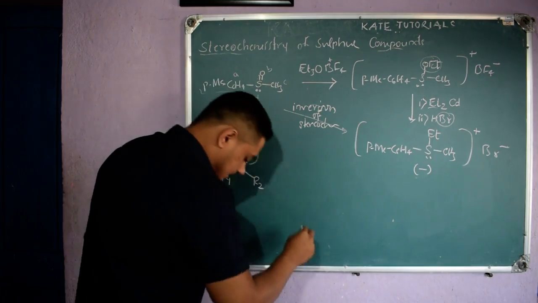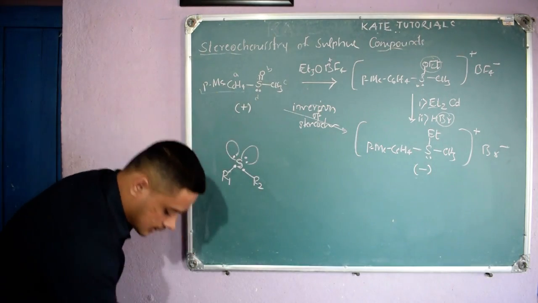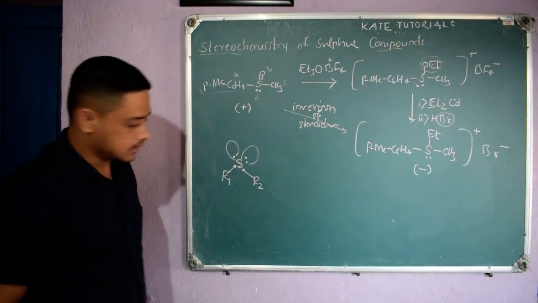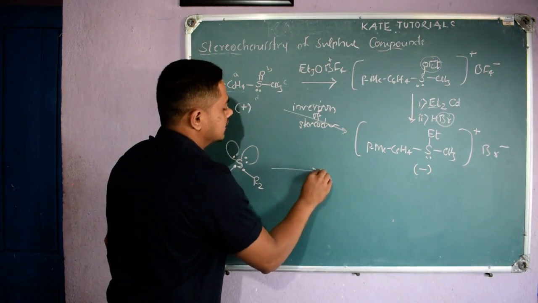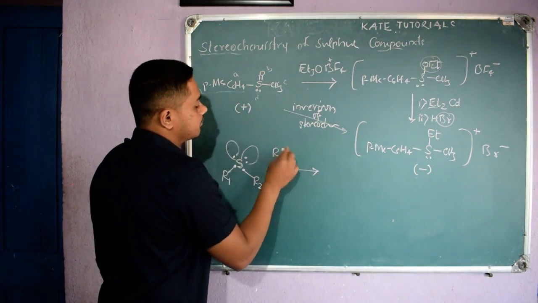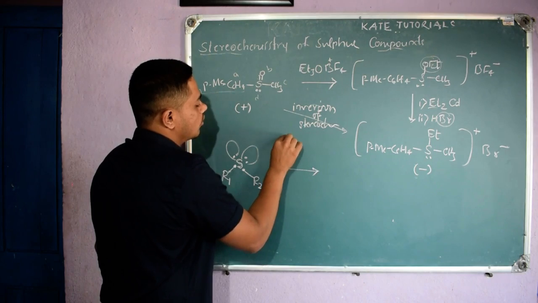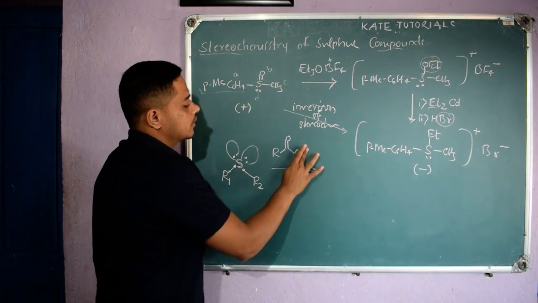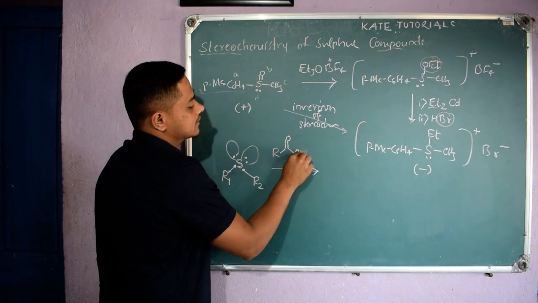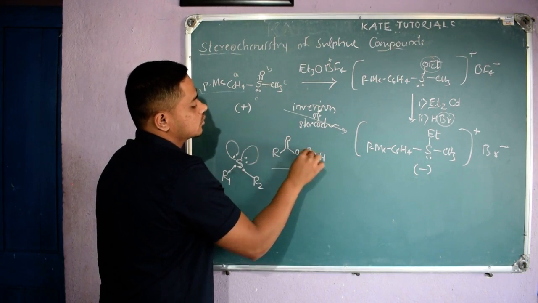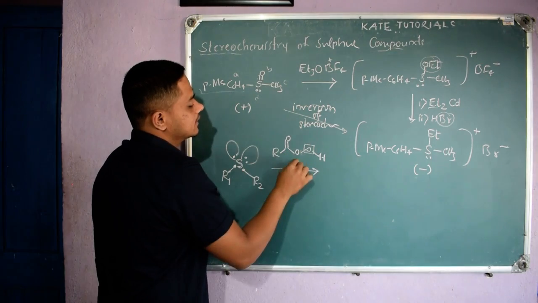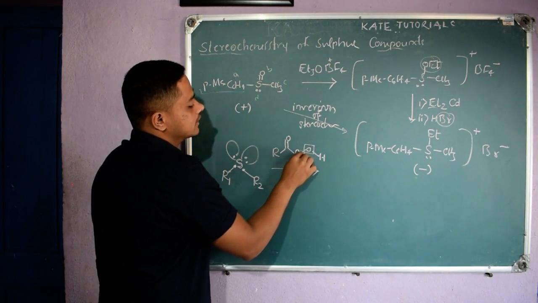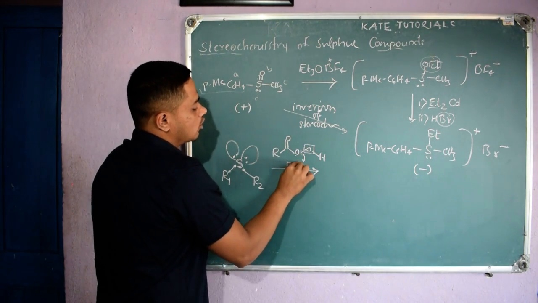To this, if I add an oxidizing agent like peroxides, RCO, if it is OH, you will call it an acid. Per acid means just OH. So there will be an extra oxygen like this, and it is an O-O bond. This bond we call a peroxide bond.